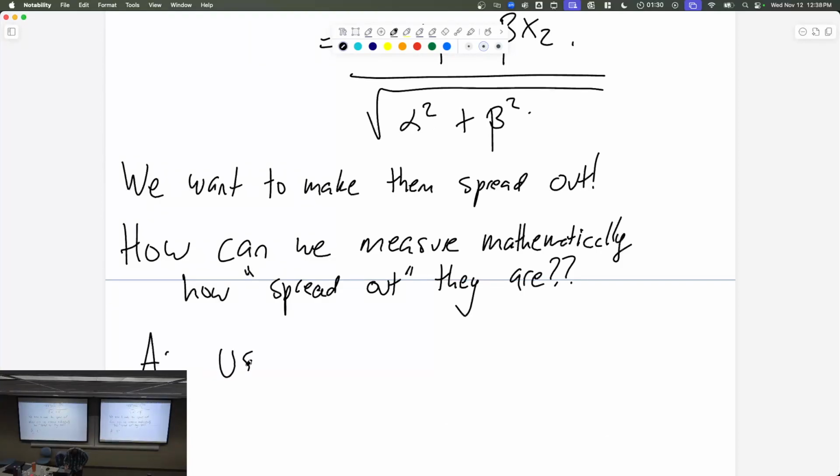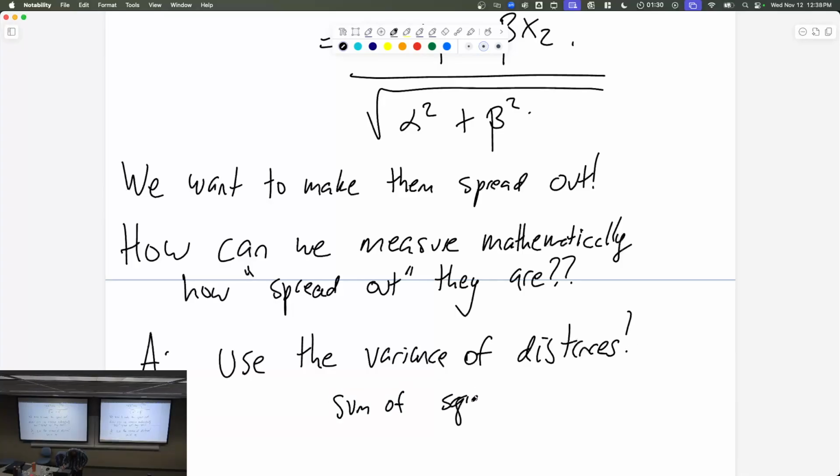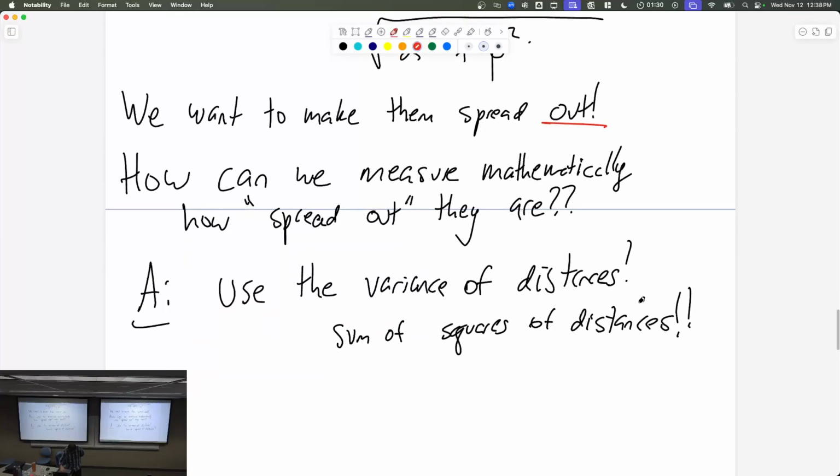Answer: use the variance of the distances, also known as the sum of the squares of the distances. And this is the one point in the course, up until now, we've always been talking about minimizing the variance. Make the variability as small as possible. Make the errors as small as you can. But this is the one time in the course we want to spread them out. So we want to maximize the variance. We want to make this as big as possible to spread the points out.